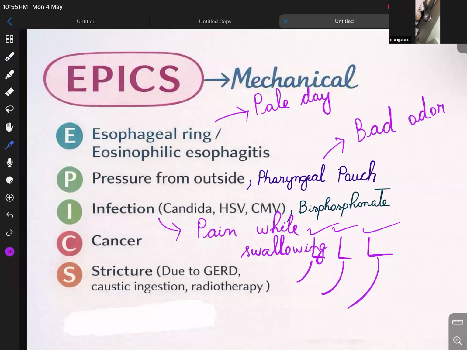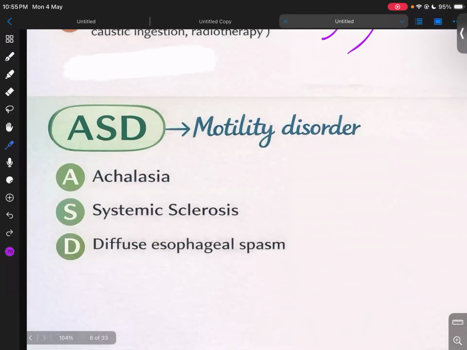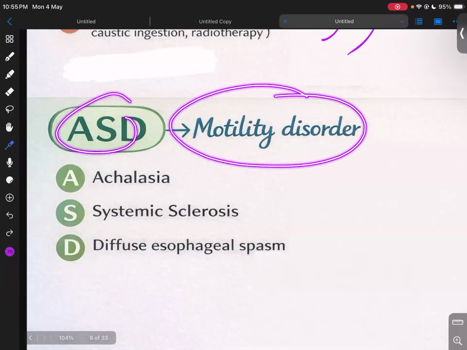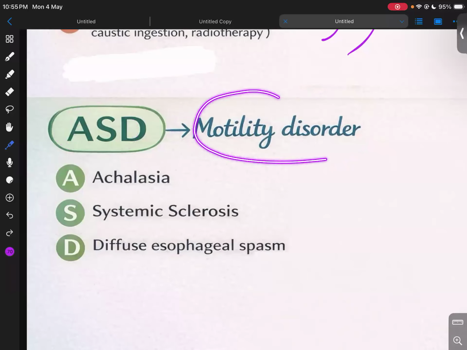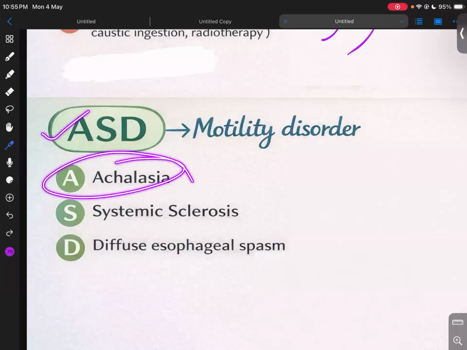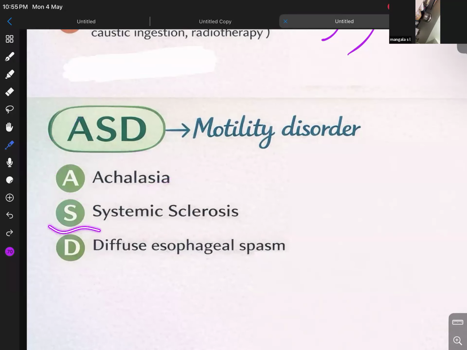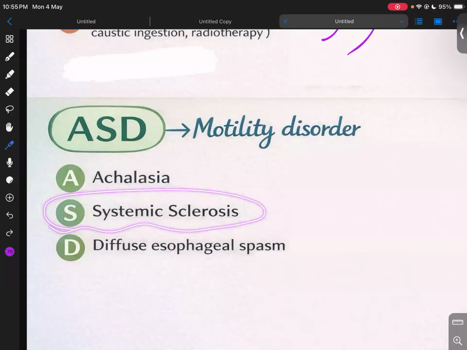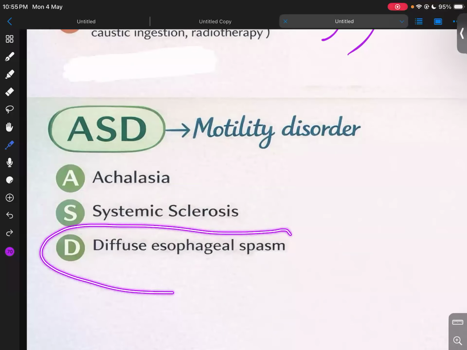Yes, sir. Then the next one is motility disorder. Here, in case of motility disorder, it will be both solid and liquid right from the beginning. Here, A goes for achalasia, S goes for systemic sclerosis, and D goes for diffuse esophageal spasm.